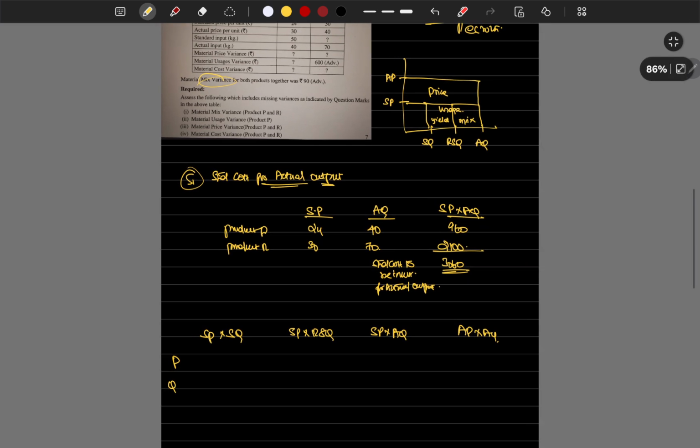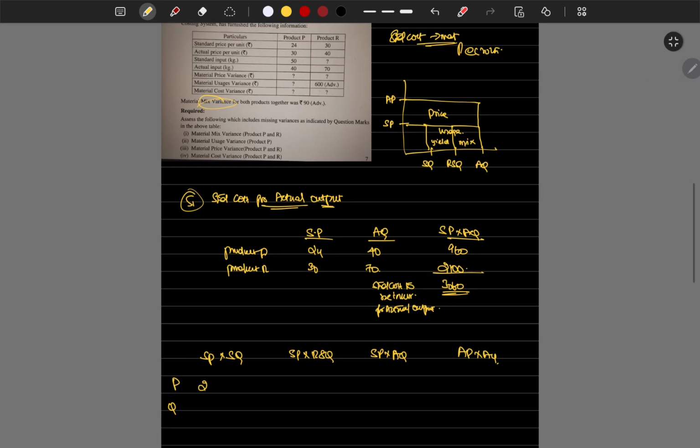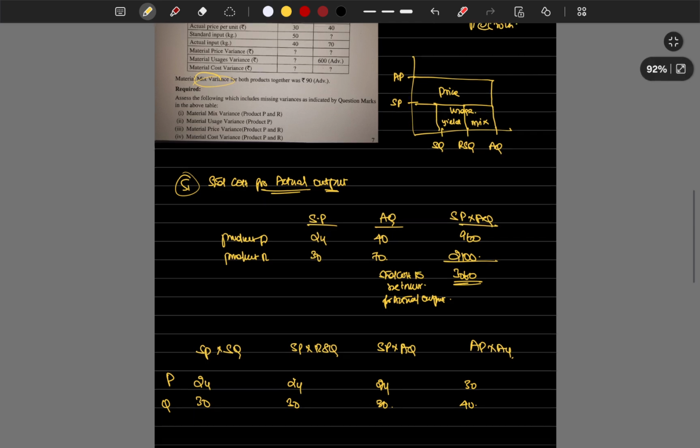Product P, product Q. What's the standard price? Standard price is 24 or 30, 24, 30, 24, 30. Actual price is 30, 40. Then comes standard quantity. Standard quantity is 50.